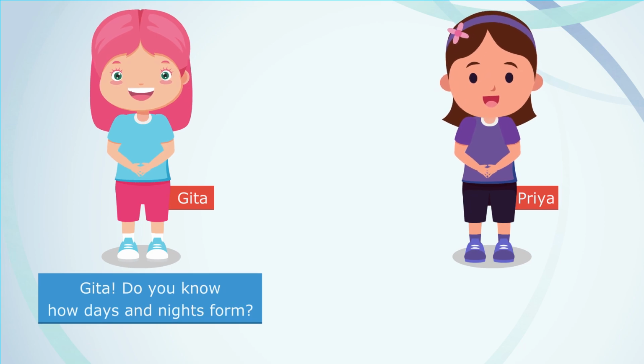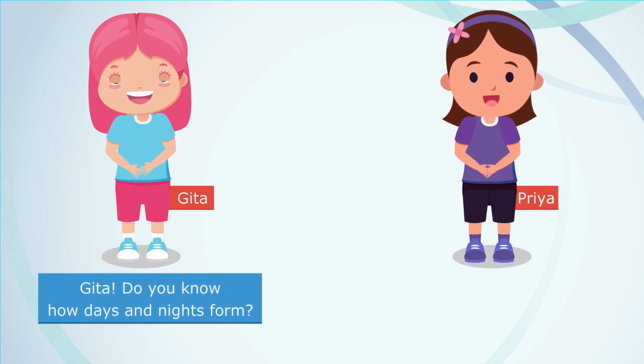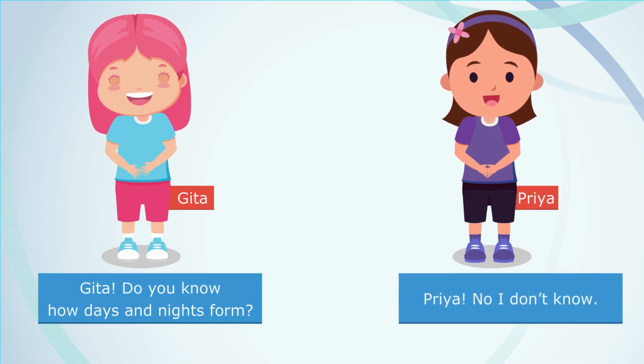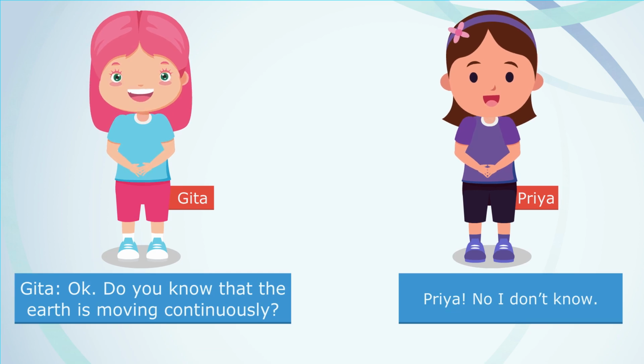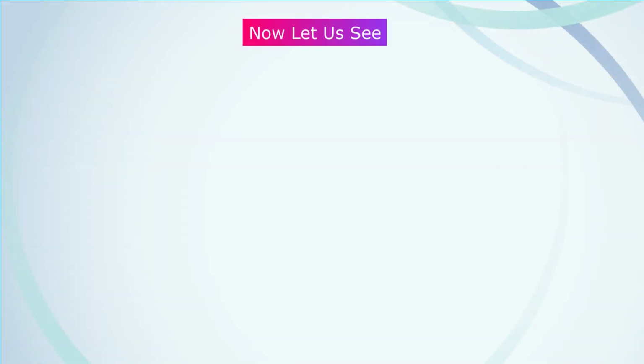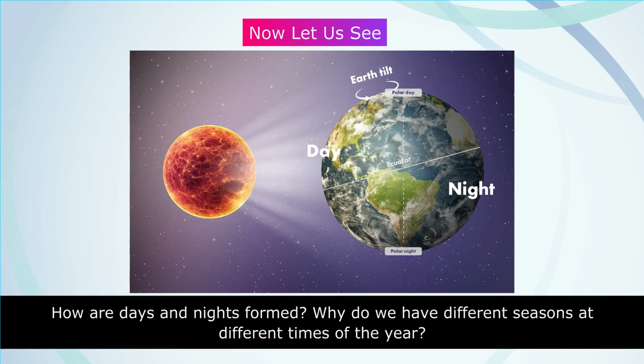Geeta: Priya, do you know how days and nights form? Priya: No, I don't know. Geeta: Okay. Do you know that the Earth is moving continuously? Now let us see. How are days and nights formed? Why do we have different seasons at different times of the year?